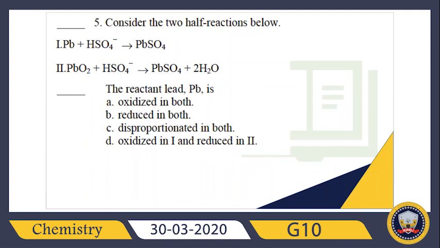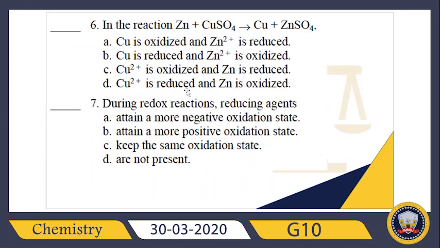So let's continue to the next one. Question 6. In the reaction, Zn plus CuSO4 yields Cu plus ZnSO4, what happened here? A, Cu is oxidized and Zn2+ is reduced, or B, Cu is reduced and Zn2+ is oxidized, or C or D. So which one do you think? I will give you a second to think, then I will answer.